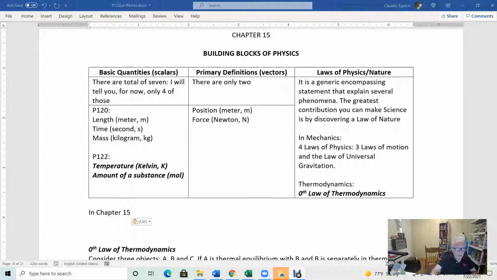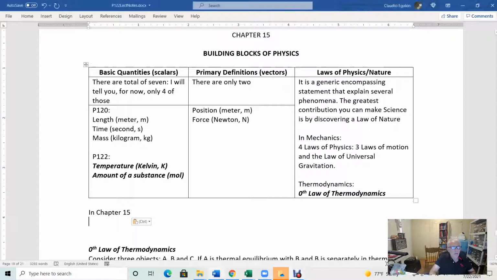Okay, hello, this is July 22nd, and we are now going to cover chapter 15 of the book on physics 122. Chapter 15 is just the other three laws of thermodynamics.